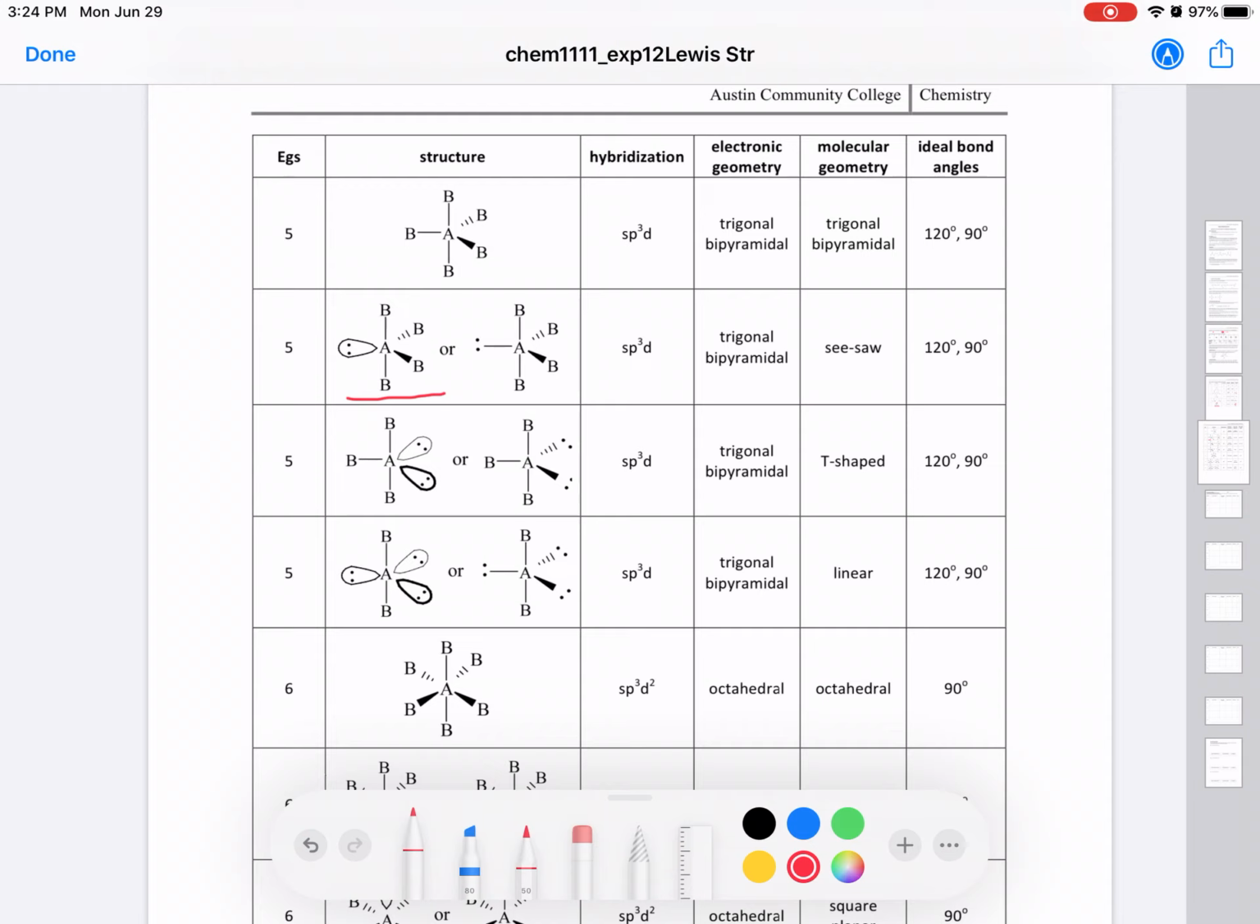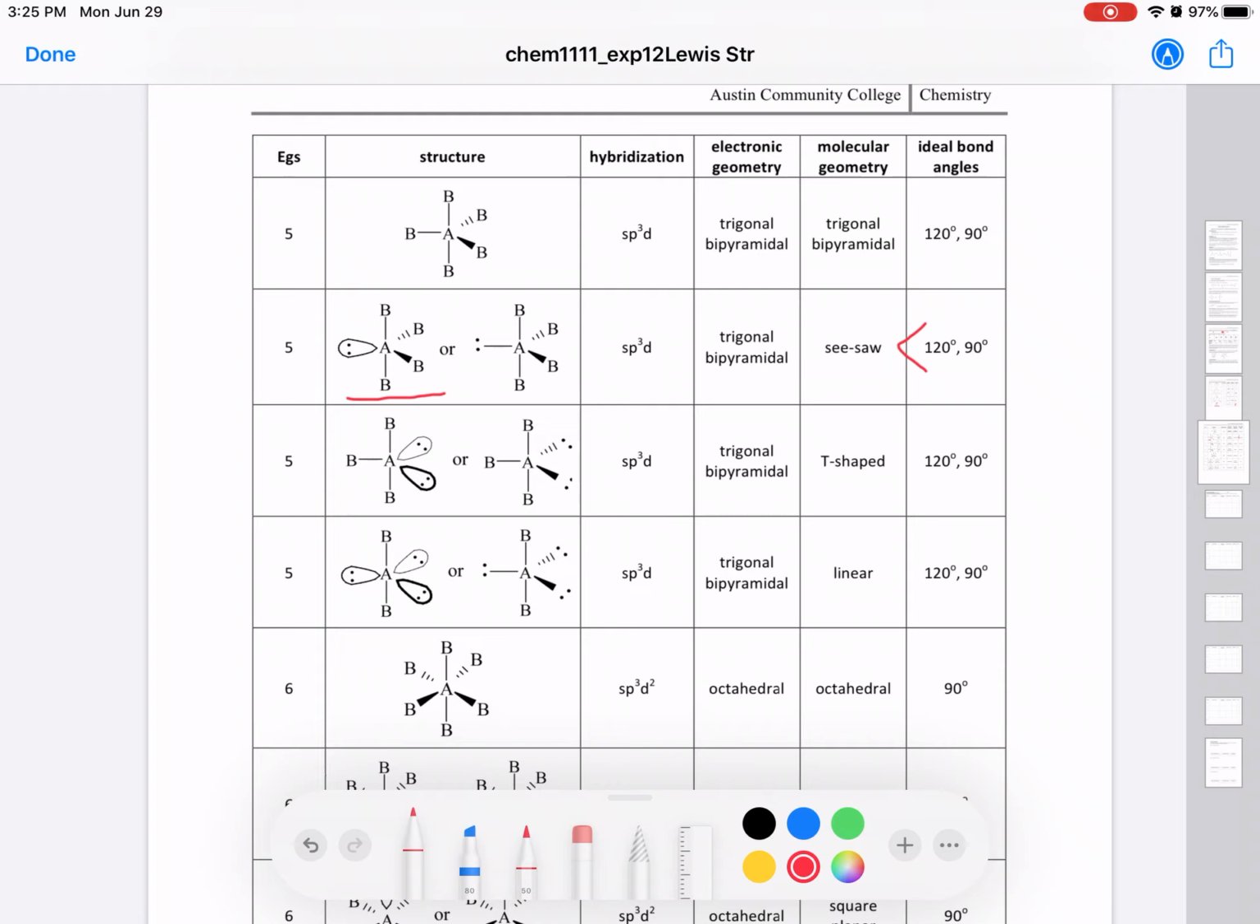But now the shape is going to change because you have 1 lone pair in one place. So it would look like a seesaw. Okay, and then the bond angles are going to be a little bit less than 120 and 90 due to the repulsion from the lone pair. Normally in a trigonal bipyramidal geometry, if you want to put a lone pair, it's going to stay in the equatorial position.